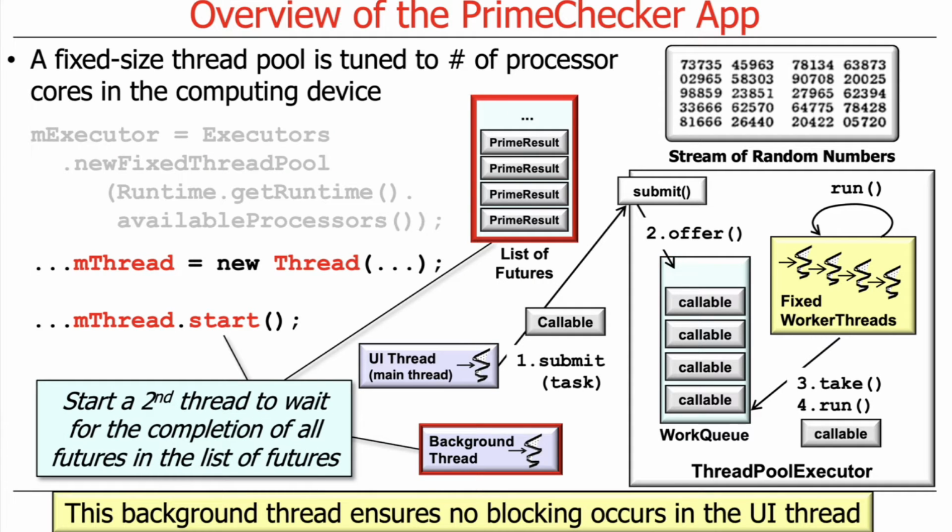And then there's a third type of thread, which is a thread that is started to wait for the completion of all the futures in the list of futures. And the reason we do this is we don't want to have any blocking occurring in the user interface thread. So this particular thread is just going to wait for results to be completed by the threads that are running in the pool.